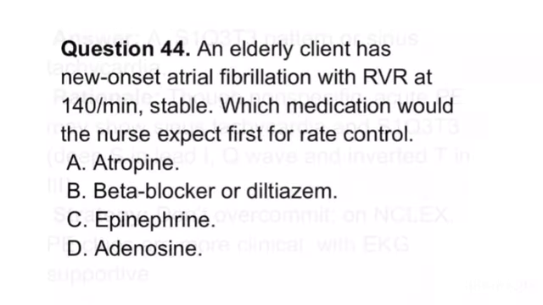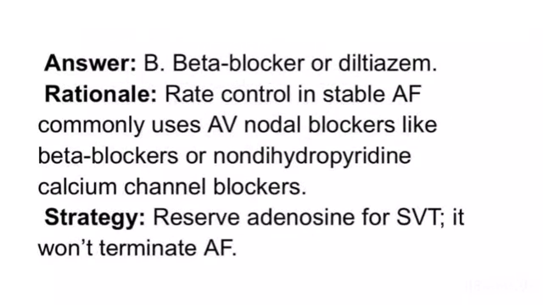Question 44. An elderly client has new-onset atrial fibrillation with RVR at 140 per minute, stable. Which medication would the nurse expect first for rate control? A. Atropine. B. Beta blocker or diltiazem. C. Epinephrine. D. Adenosine. Answer, B. Beta blocker or diltiazem. Rationale, rate control in stable AF commonly uses AV nodal blockers like beta blockers or non-dihydropyridine calcium channel blockers. Strategy, reserve adenosine for SVT, it won't terminate AF.